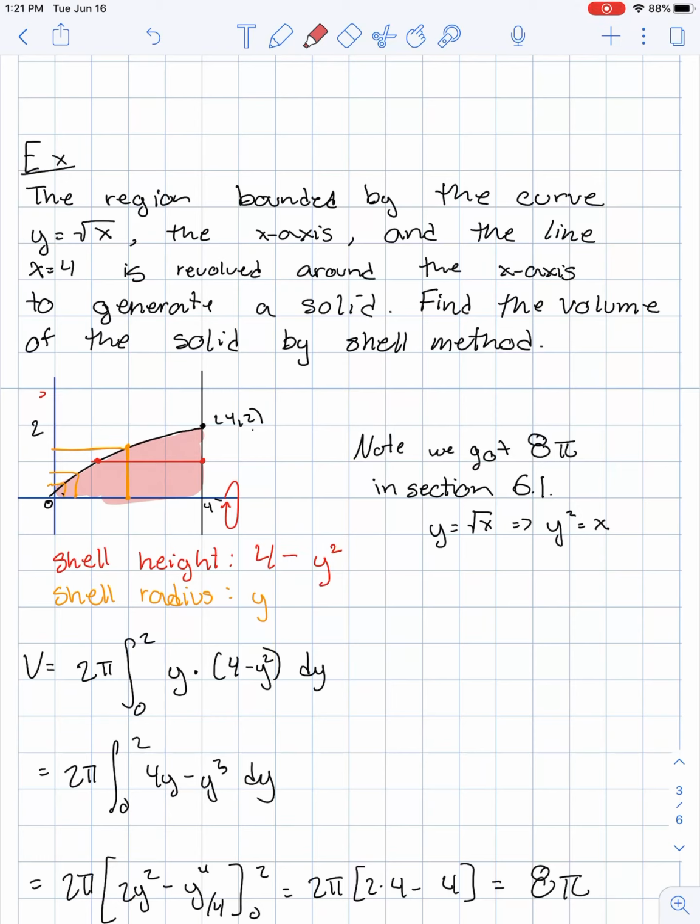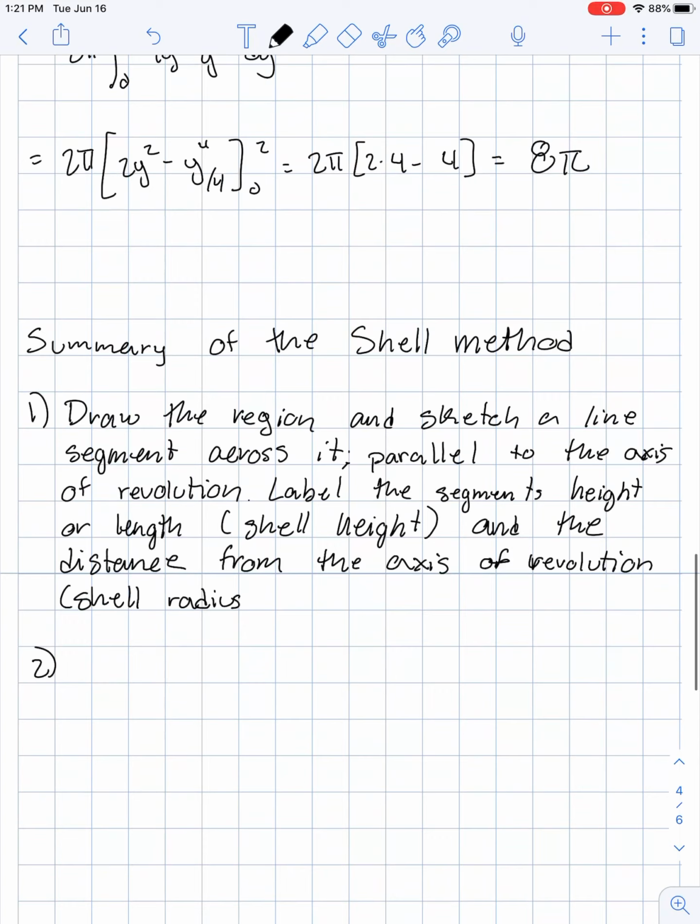So that in red was my shell height. I went to my curve, which was y squared. I forgot to change it into x's. And the orange is my radius. All right, so, shell radius. Step 2, find the limits of integration. I think we should be a little bit pros now about how to do this. If we're not given them, we're going to set a few things equal to each other.